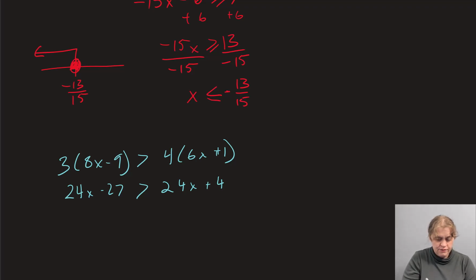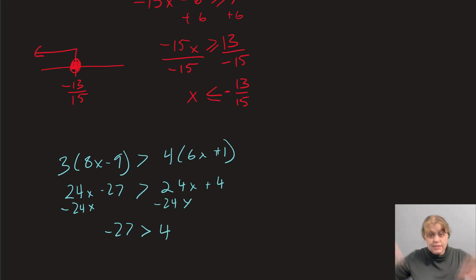And doing our stuff and things, subtracting 24x, wait a second, negative 27 is greater than 4. The x's went away. So what do we do? Well, there are two possible outcomes when the x's all disappear like that. Either A, there is no solution, or B, all numbers work in this particular inequality. It doesn't matter what number I put in for x, all of them work, so all real numbers.